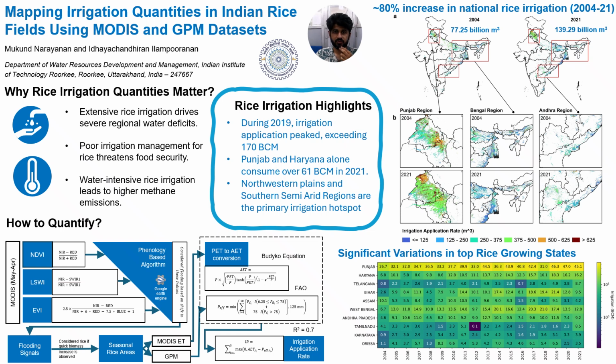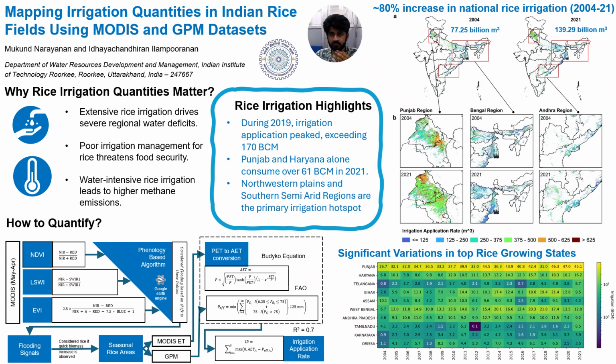I'm a PhD student from the Department of Water Resources Development and Management, and this poster presents our work on mapping rice irrigation quantities across India using satellite data from MODIS and GPM. Quantifying rice irrigation is critical because of its high water demand, and this high water demand drives severe groundwater depletion, especially in states like Punjab, Haryana, and Tamil Nadu, where over irrigation has led to groundwater depletion.